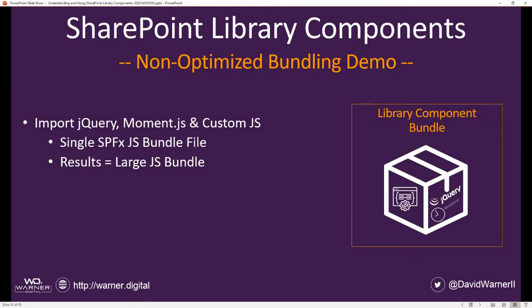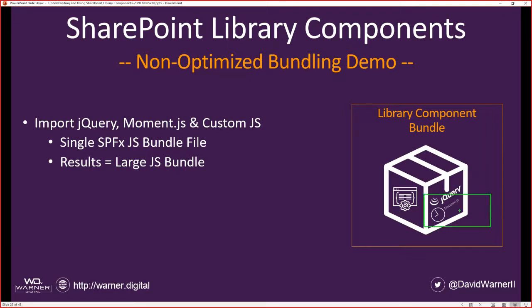And so what does a non-optimized bundling look like for a library component? Well, again, it is a SharePoint Framework solution. You have a single SharePoint Framework solution JS bundle, right? And that could result in a large bundle. And at that point, you start wondering, well, is it any better than just including it in my web part? Because at least I know with the web part, if I've got multiple on the page, they each need it. It's going to be there for them, and I may be duplicating jQuery, but at least I know each web part needs it. Well, in this case, I may have, as we see down here, Moment.js, right?